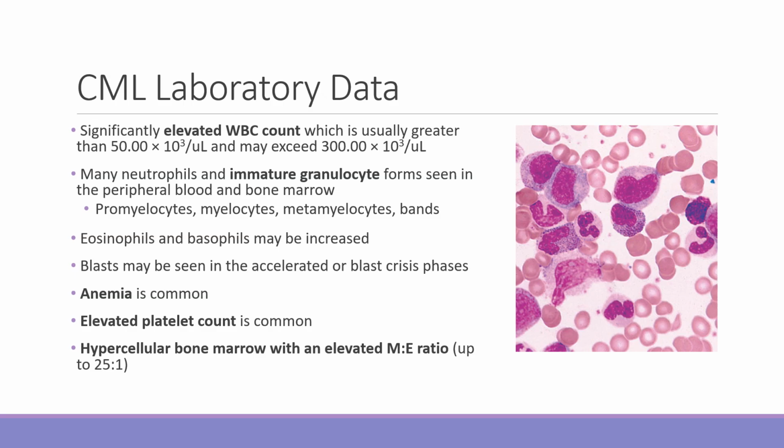So again, that normal ME ratio is 2.5 myeloid to 1 erythroid. But in the case of CML, it can go as high as 25 to 1. So for every one red blood cell precursor, you have 25 granulocytes. It's pretty crazy. Or I guess myeloid would be the right term because technically monocytes are agranular, but you know what I mean, right?